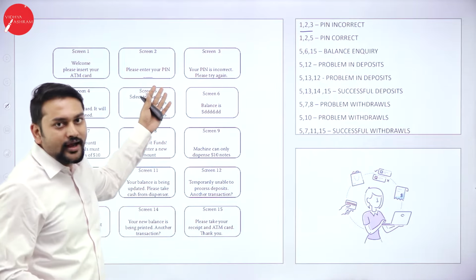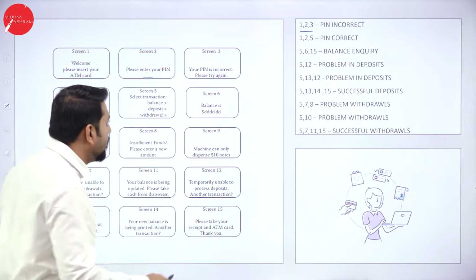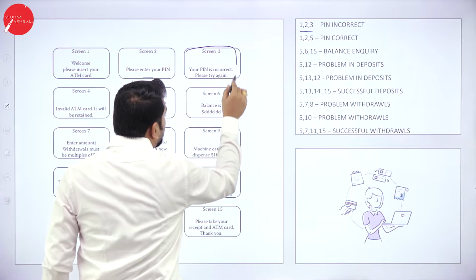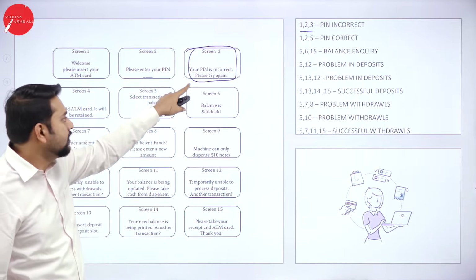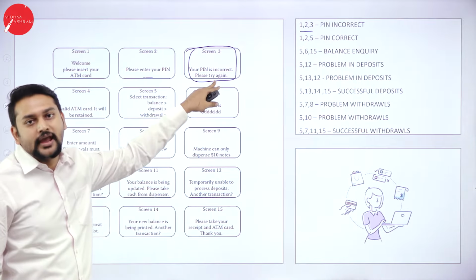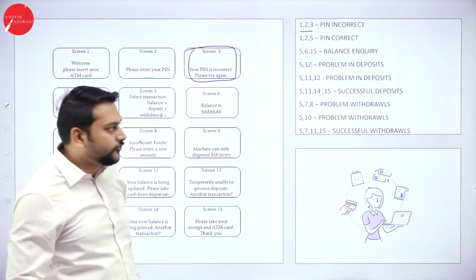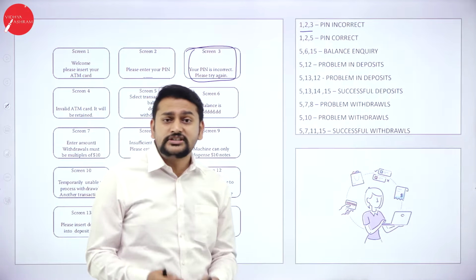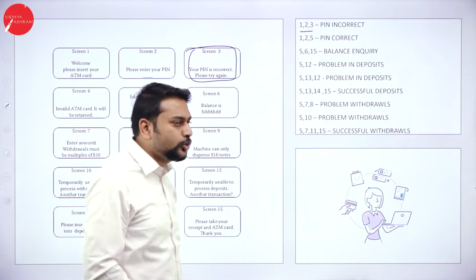Suppose I have entered my PIN, which is incorrect. Then I will get the third screen, which says your PIN is incorrect, please try again. This is what you will get if the PIN is incorrect. Let's check the second case. What is happening? I have 1, 2, 5. What exactly is 1, 2, 5?